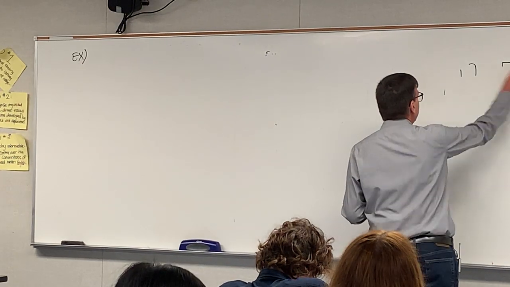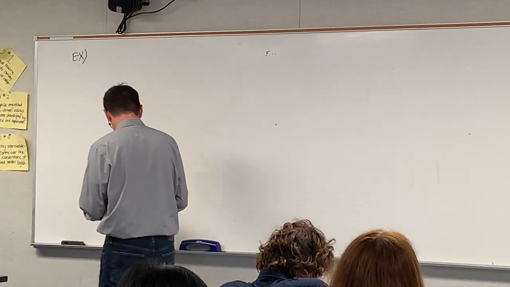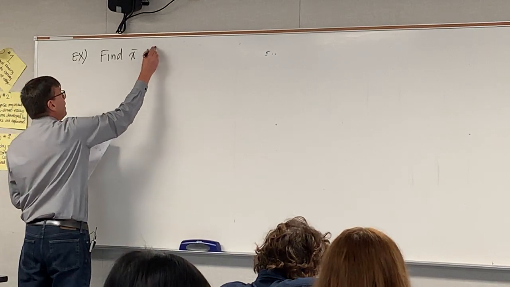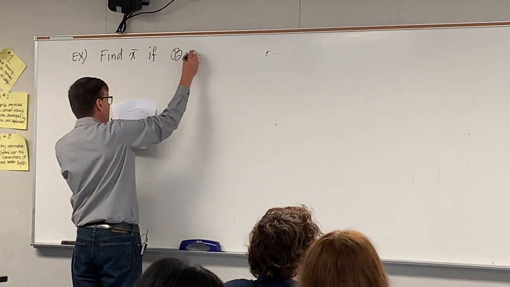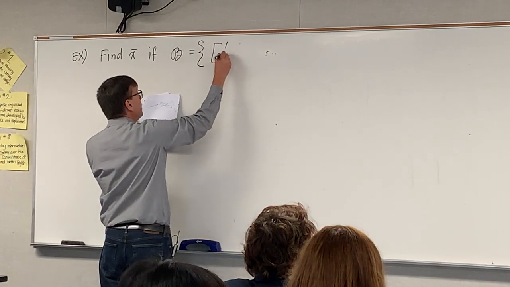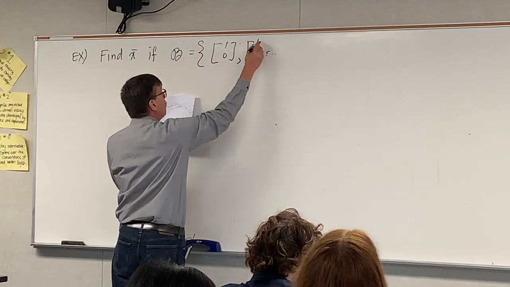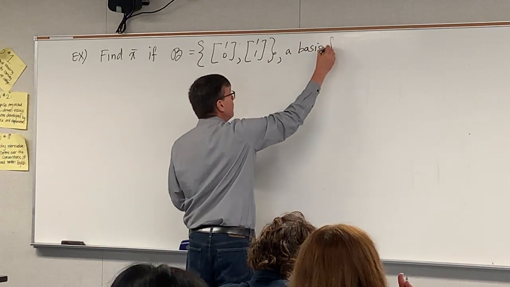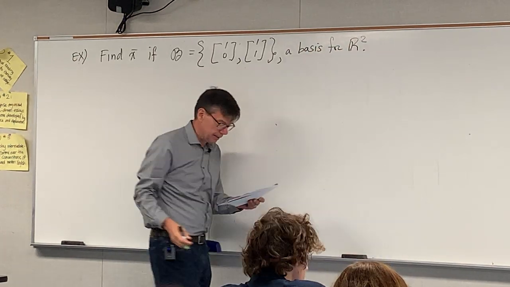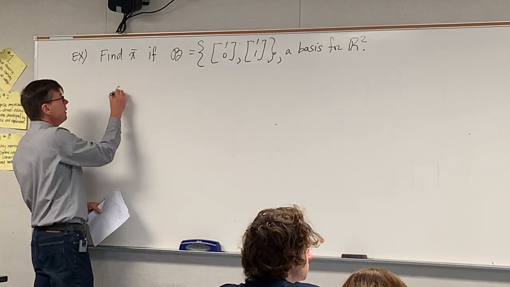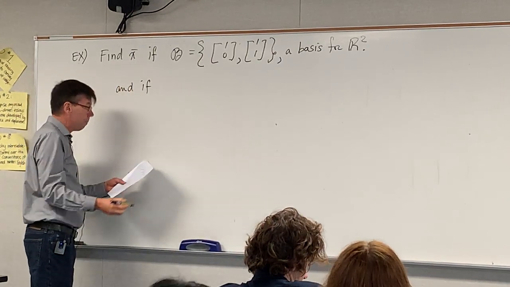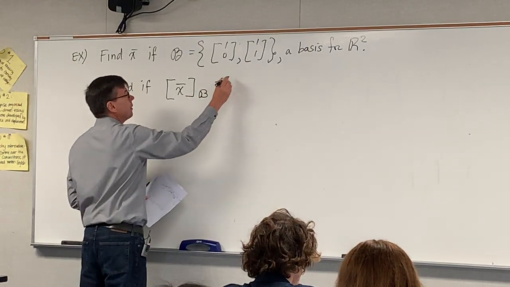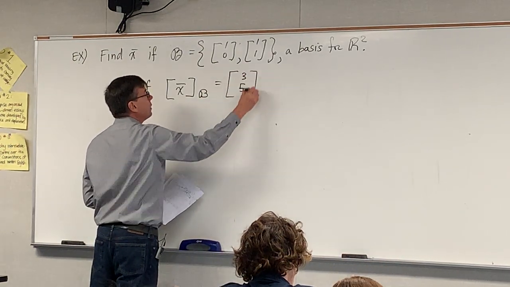And now we got to look at this next exercise. So now we're in a different situation. Find x if our basis B is (1, 0), (1, 1), which is a basis for R2, we're just looking at an R2 situation, and if the B coordinates of x are (3, 5).